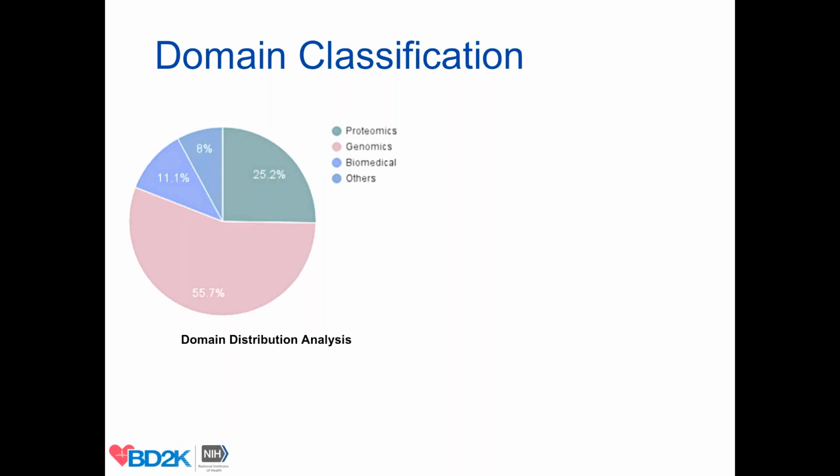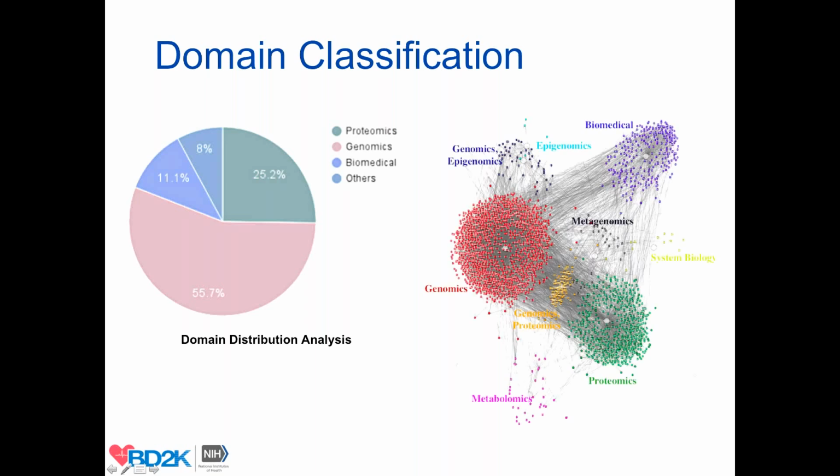Here is a domain distribution analysis graph. It is obvious that the data is biased. You can see the genomics and the proteomics are in the majority. And this phenomenon increases the difficulty of our classification. To show it more clearly, here's another distribution graph. You can see that there are some tools that are in both the category of genomics and proteomics, which is in the orange color.